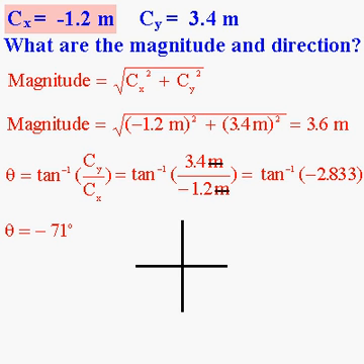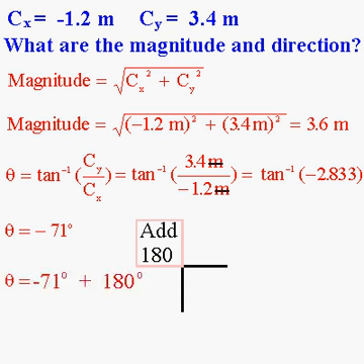Now let's look at the two components. The x component is negative. What does that mean? It means it's to the left of the origin in the Cartesian coordinate plane. The y component is positive. What's that mean? It means that it is above the origin in the Cartesian coordinate plane. So this vector is both to the left and above the origin. That's quadrant 2. According to what we have learned, when a vector is in quadrant 2, we have to take the angle that our calculator gave and add 180 degrees. So the proper angle is negative 71 degrees plus 180 degrees, which is 109 degrees.